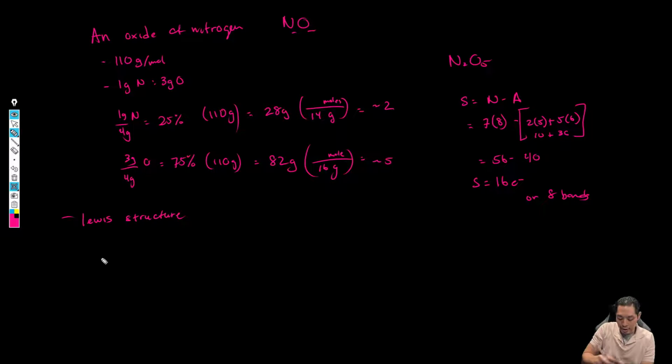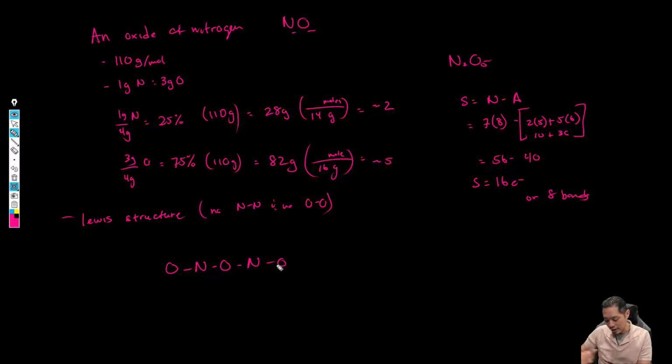In the Lewis structure, there are 2 conditions: no nitrogen-nitrogen bonds, and no oxygen-oxygen bonds. So we have to alternate: oxygen, nitrogen, oxygen, nitrogen, oxygen. I can't add another oxygen there, so I'm going to add it on the nitrogens. Technically this is correct, and does this exist? Yes, it does. But things in nature like to be symmetrical.